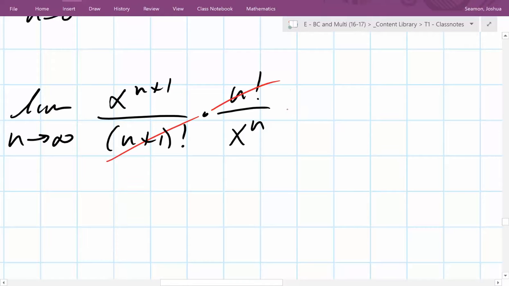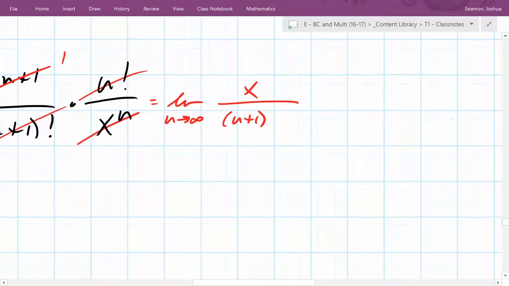When I cancel this, what's left on the bottom? What's left on the bottom is n plus 1, right? We just got rid of the rest of the terms. This goes away, leaving you with x on top. X is a finite number, like x would be a fixed number. You fix x, but n always goes to what? Infinity. So what is this limit? 0.